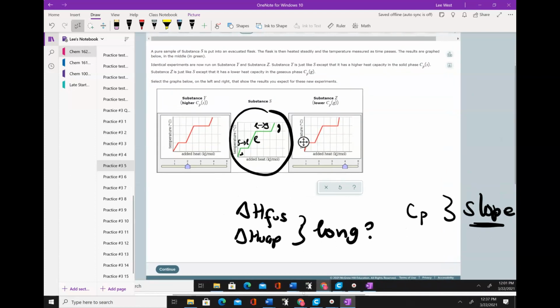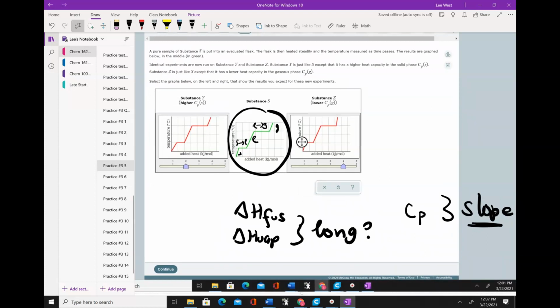So let's have a look here. We have to select the curve that aligns with the description, and for Y, it says that it's just like S, except that it has a higher heat capacity in the solid state. So that means that the top 4 parts of the curve are all going to be the same. So all of these bits are going to be the same, but it's just this bottom part where we're heating up the solid that is going to be different. And in this case, it says that we have a higher heat capacity. So that means that it takes more heat to raise the temperature by 1 degree Celsius. So that means that the slope is going to be a little less for that bottom region.